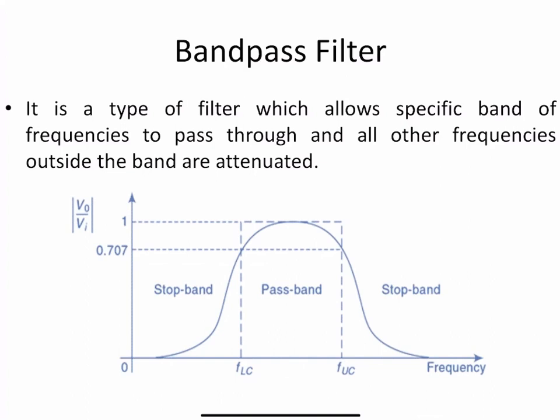In the figure you can see there is a lower cutoff frequency FLC and a higher cutoff frequency, that is denoted by FUC. Between FLC and FUC, between these cutoff frequencies, there is a pass band, and above and below which there is a stop band. In the pass band, gain is constant.